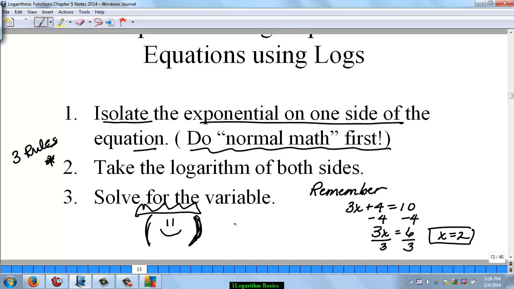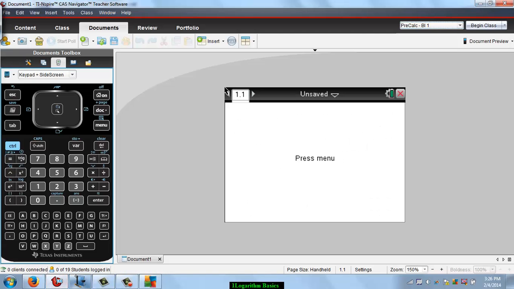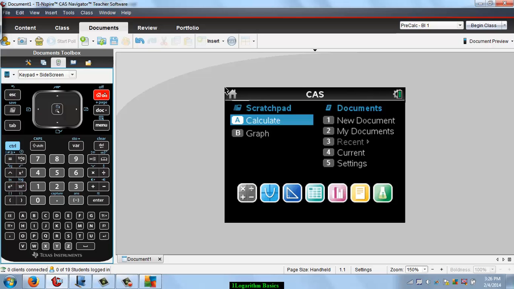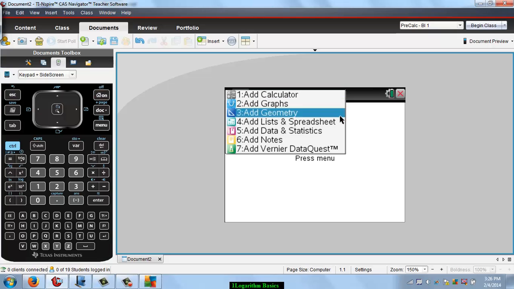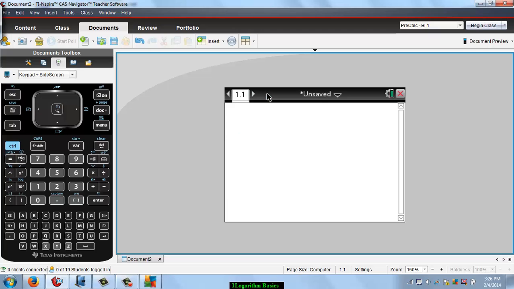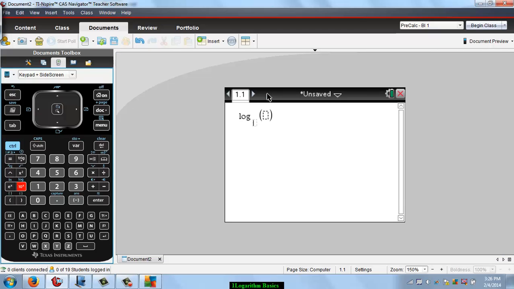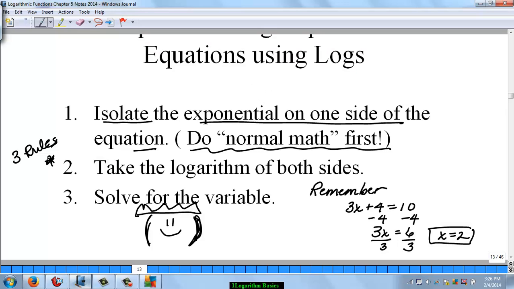And the other thing you have to remember is the calculator button for log. We don't use log a lot, but if I hit log and put it in my calculator, let me go home and do a new document, and I'm going to add a calculator. If I wanted to use a log button, on these new calculators, if there's no other base there, you have to put a 10 to use it. Make sure that you do that. You have to put a base 10 in there. So let's go back to our notes.